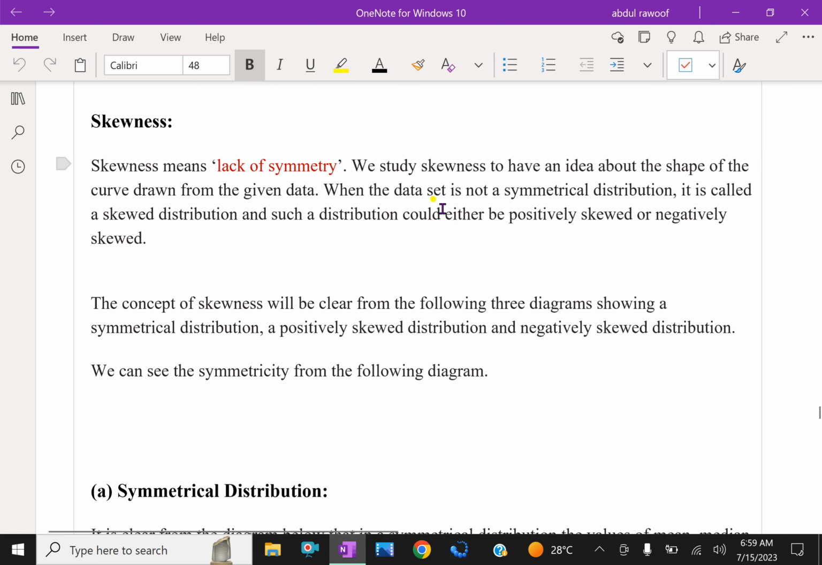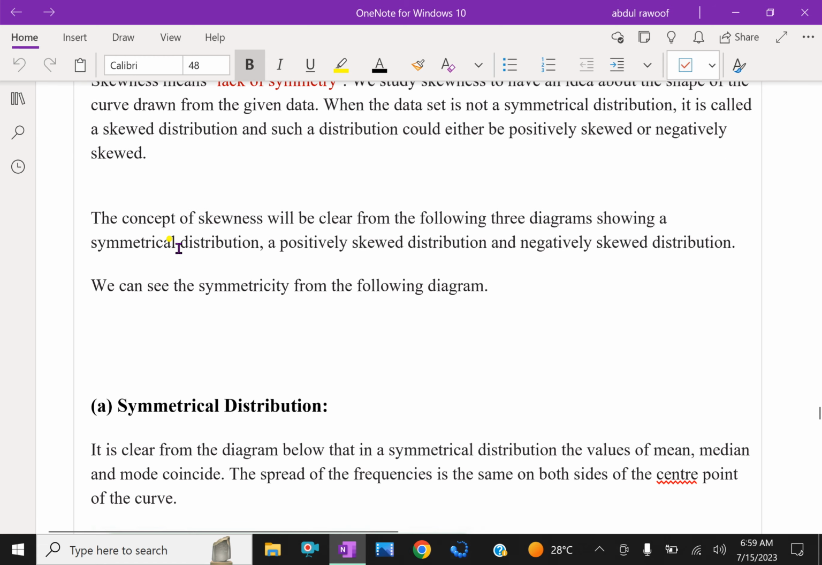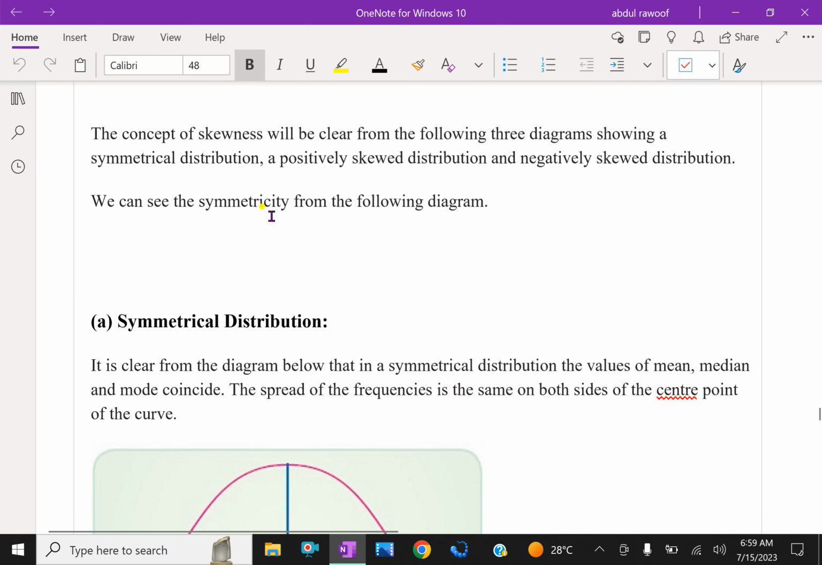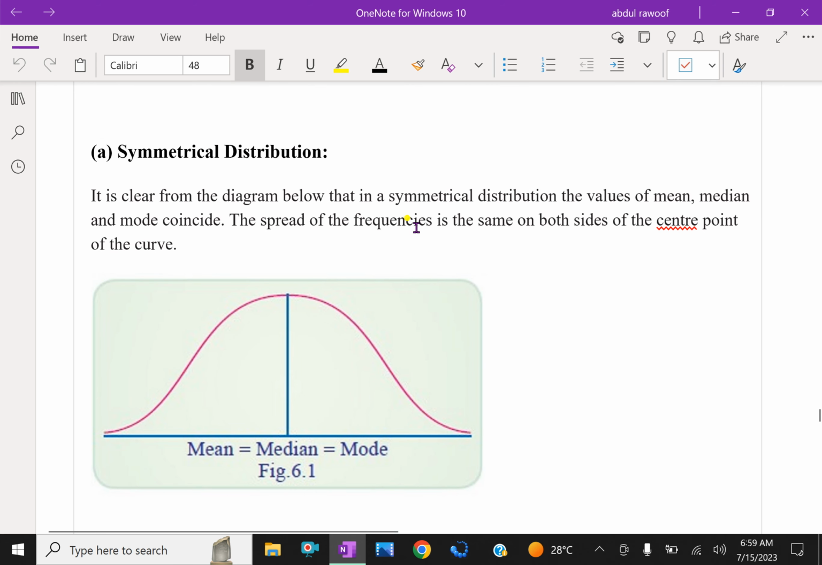When the data set is not a symmetrical distribution, it is called a skewed distribution, and such a distribution could either be positively skewed or negatively skewed. The concept of skewness will be clear from the following three diagrams showing a symmetrical distribution, a positively skewed distribution, and a negatively skewed distribution. You can see the symmetry in the following diagram.